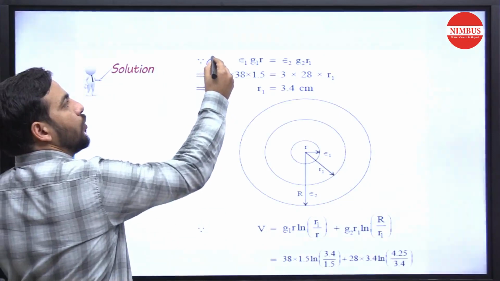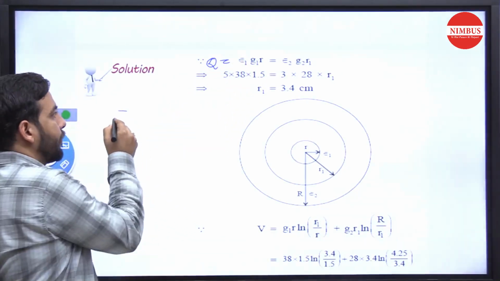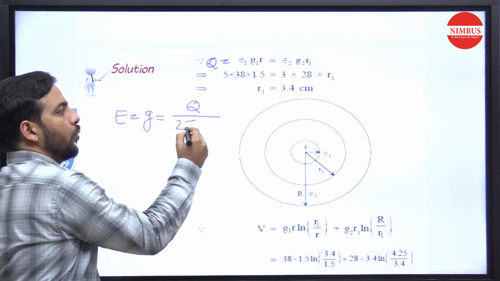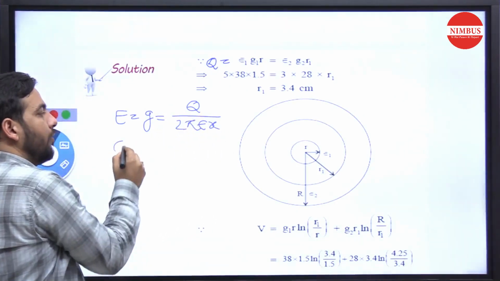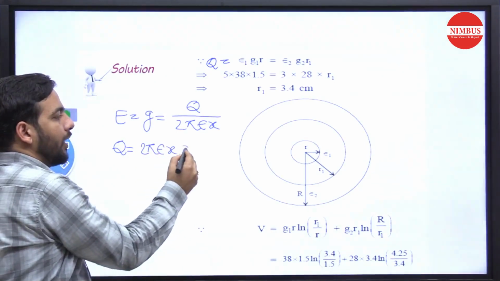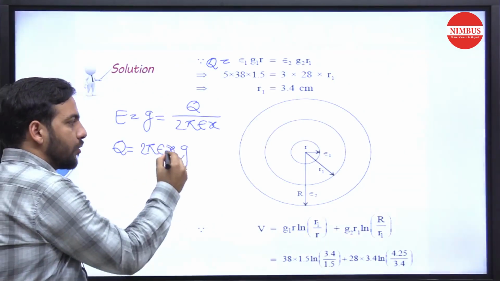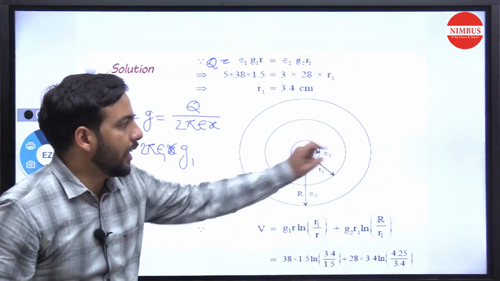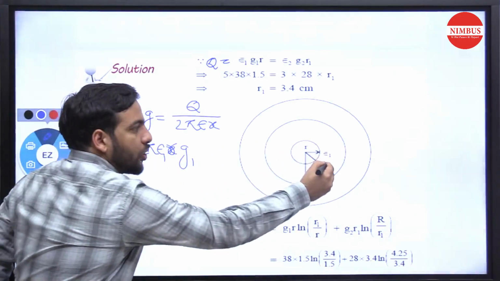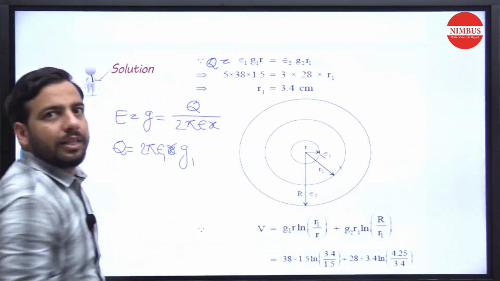What is it? It is Q. From where has this formula been derived? As we know that E, the potential gradient, is equal to Q upon 2 pi epsilon x. So from here we can say that Q is equal to 2 pi epsilon x multiplied by G. This is the first, so it is epsilon 1, this is small r, and this is G1. This is epsilon 1, this is after r, and its stress is G1. When the charge flows in this, then the charge will go through this thickness also.